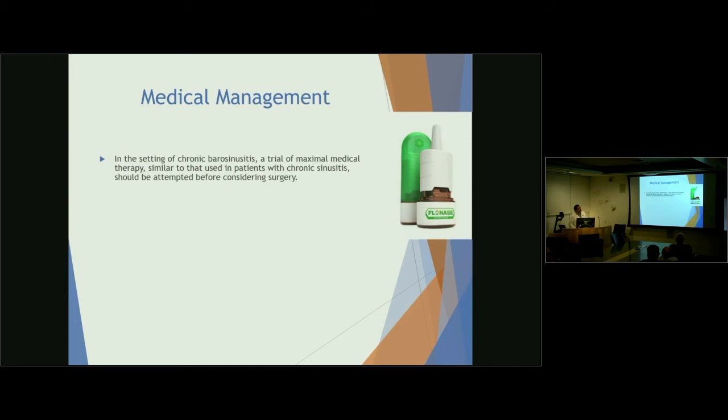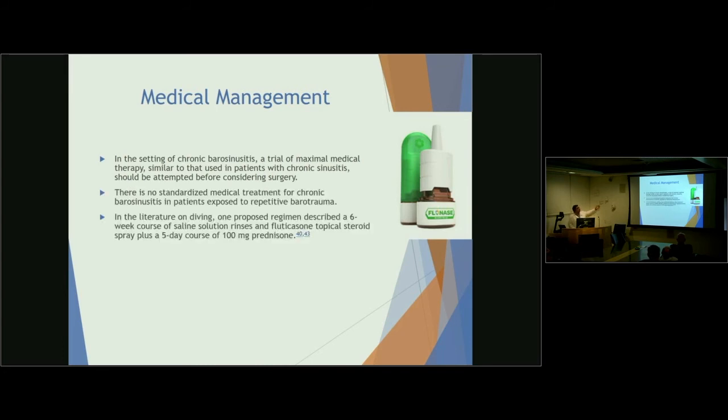In the setting of chronic barosinusitis, the maximum medical treatment is basically the same. You do Flonase, steroids, antibiotics, all of those. Different papers in aviation medicine mention a 5-day course of 100 milligrams of prednisone, a short course. Other papers mention just our usual 12 days of Flonase and saline rinse for chronic barosinusitis. One paper even mentioned a month's course of antibiotics has been suggested for active duty pilots.